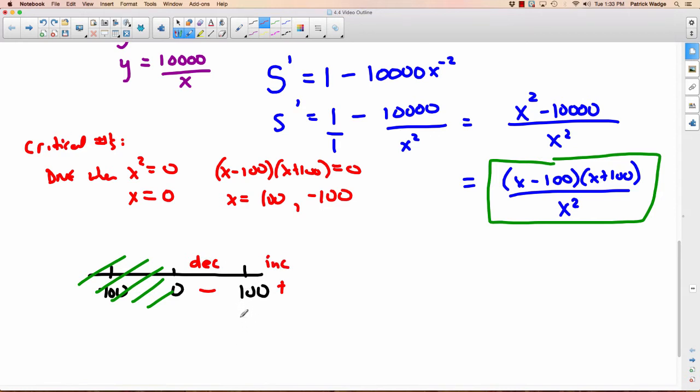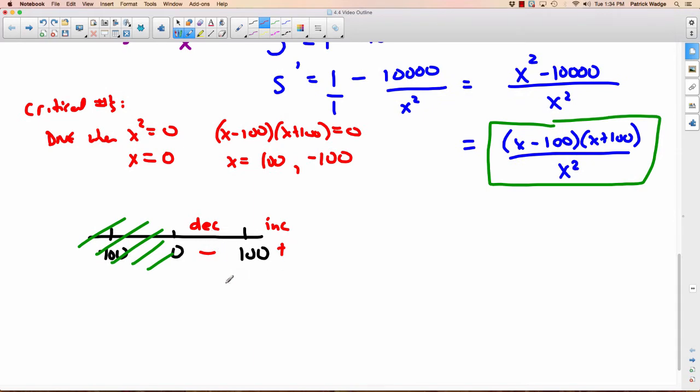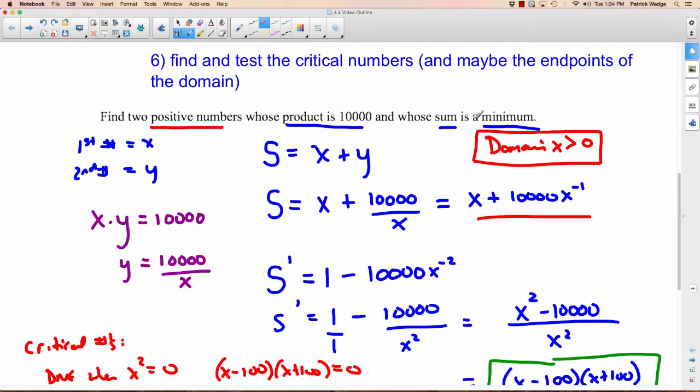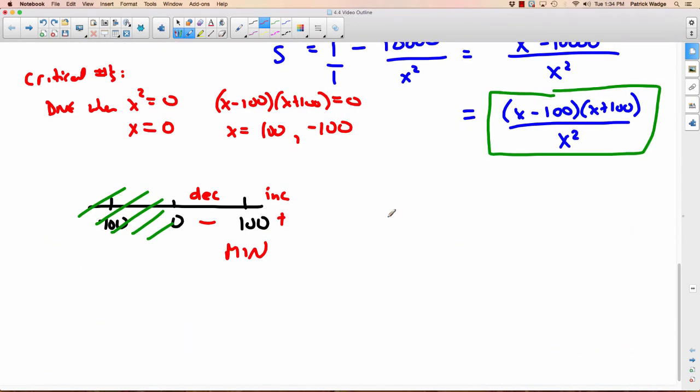What does that mean we have here? That means we have a minimum. I sure hope that's what we were looking for here. It was. We wanted the sum to be a minimum. So we have found that the sum will be a minimum when x is equal to 100.